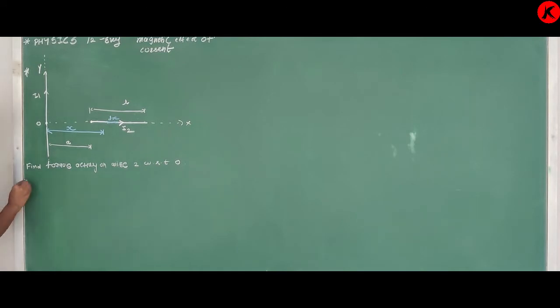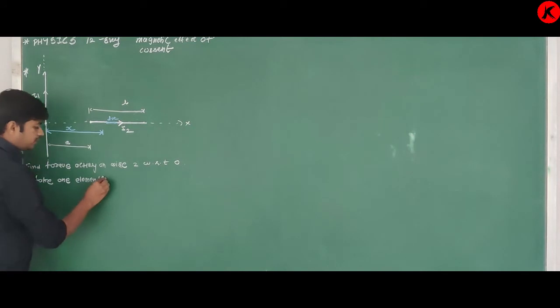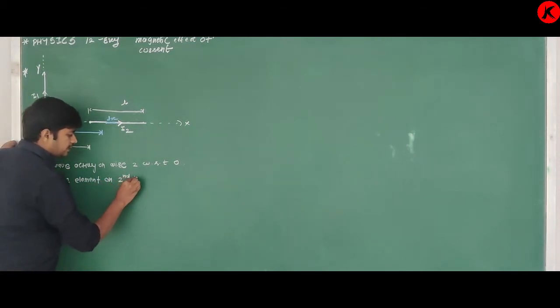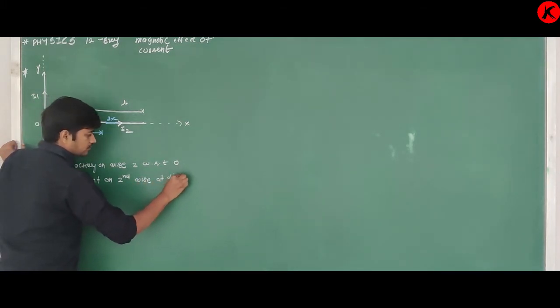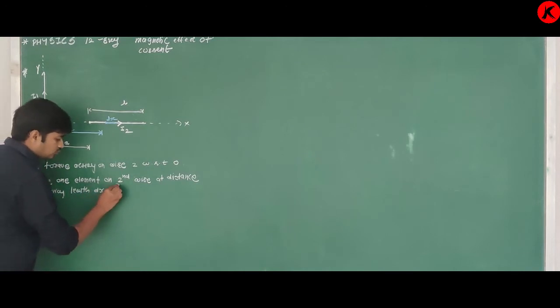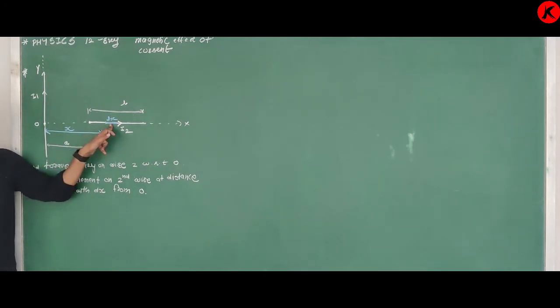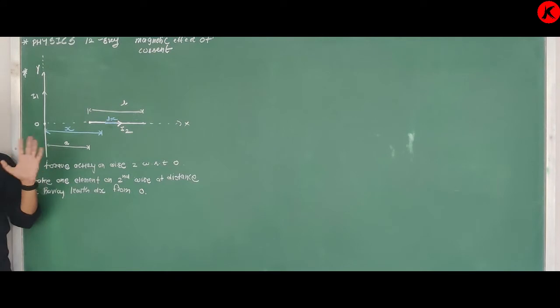So here I have to take one element on the second wire at distance x, having length dx, from O. First of all we will find the torque acting on this element due to this wire with respect to point O. Then to find the total torque we will integrate it.